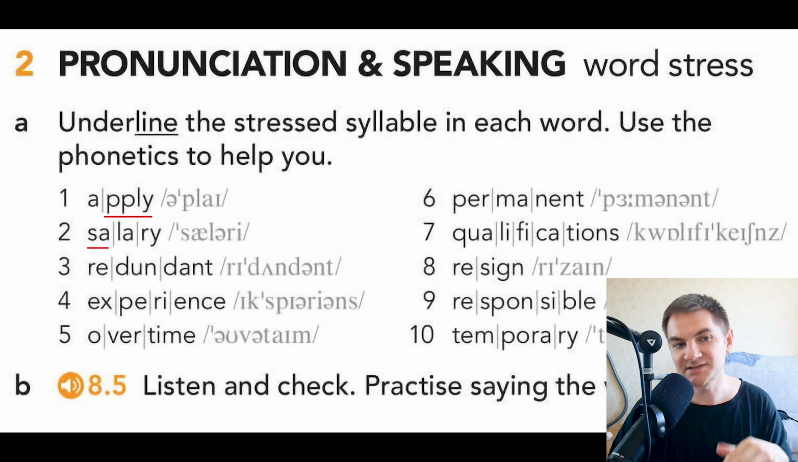Your first task is to underline the stressed syllable in each word. Use the phonetic symbols as your guide. For example, look at the word salary. The phonetic shows that little comma at the very beginning of the word. The stress mark is before the first syllable, so you underline sa, like this, salary.